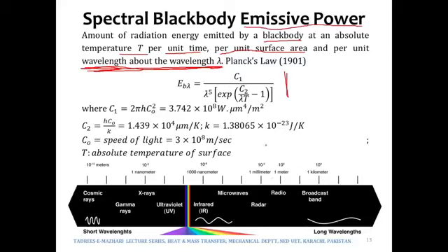Now, let's say we are only interested in the visible light band. We are not interested in finding out how much that body is emitting in the ultraviolet region, or in the X-ray region, or in the infrared region, or in the microwave region. We are only interested in finding out how much of that body is emitting in the visible band.